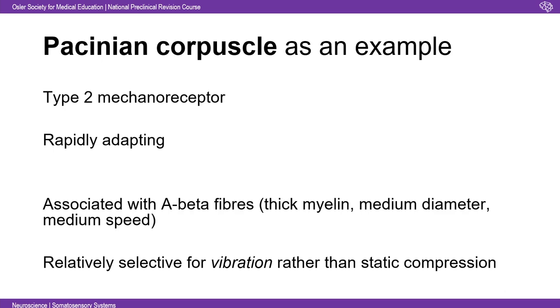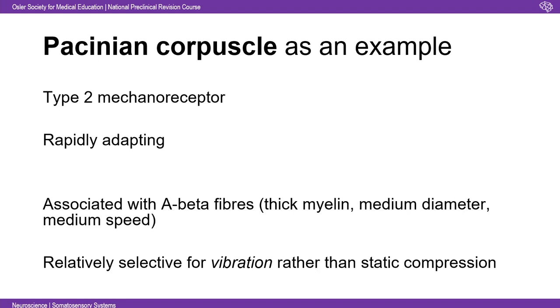So just using the Pacinian corpuscle as an example, it's a type 2 mechanoreceptor, which just shows that mechanoreceptors can be classified into different types. But really importantly, it's rapidly adapting. And as I said before, that ensures that it responds only to new or changing stimuli, as opposed to if someone's just applying a constant pressure, it's going to stop firing. And that's important because that's not useful information. You know that there's a stimulus there.